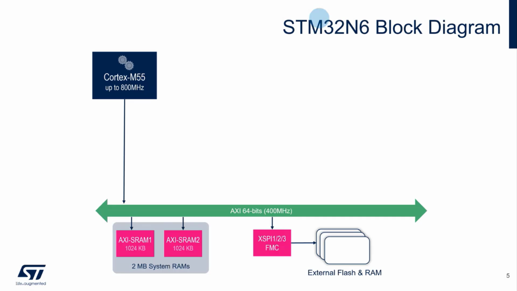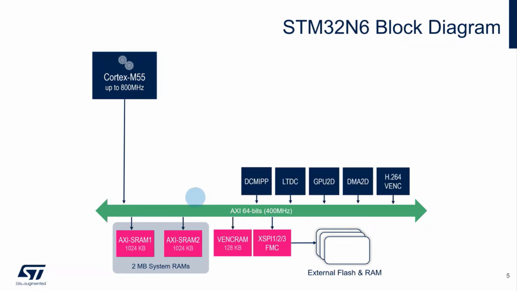So here is a simplified version of the STM32N6 architecture. Basically, the Cortex-M55 running at 800 megahertz is accessing 2 megabytes of internal RAM, so SRAM 1 and SRAM 2, through a bus, and is also able to access, of course, external RAM and external flash using the same bus.